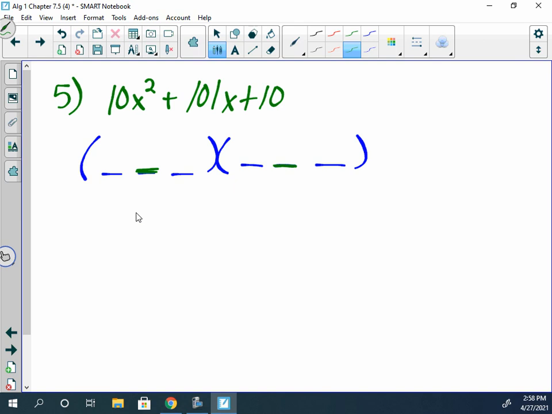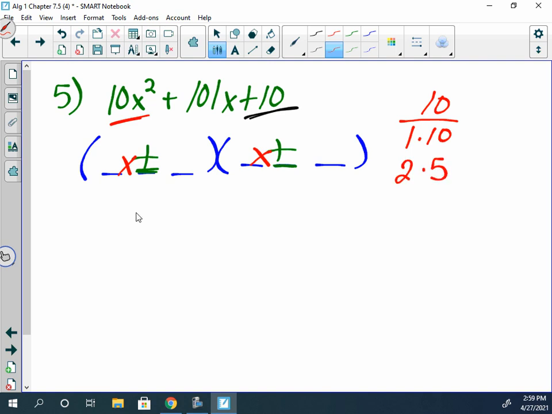All right, we need to figure out the signs that go in the middle. Since the third term is positive, the signs are the same and they match the sign of the middle term, which is positive? So they're both going to be positive. Now we need to find the factors of the first and third term. Well, with x squared, I know I'm going to have x and x. Now the factors of 10 are 1 and 10, or 2 and 5.